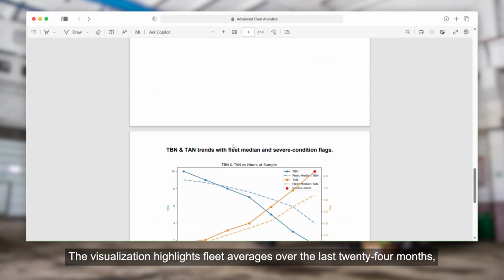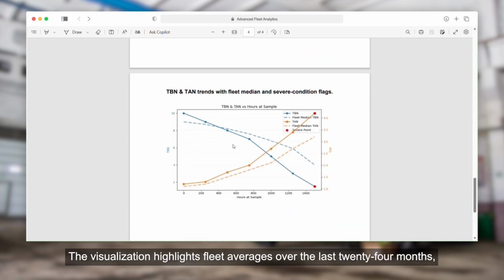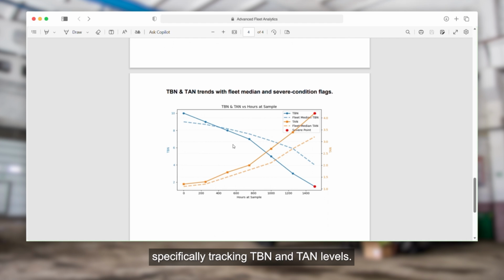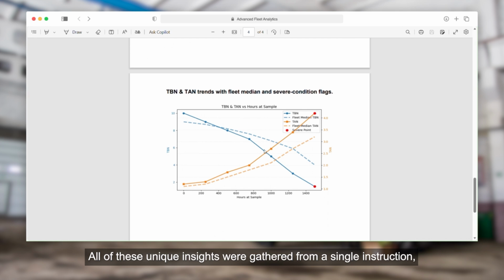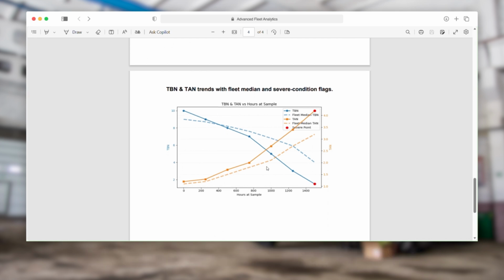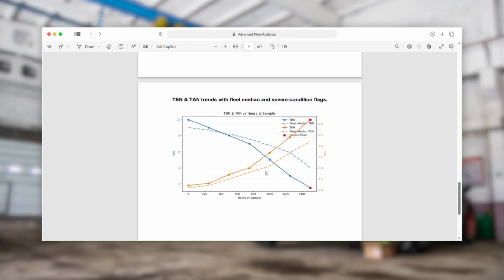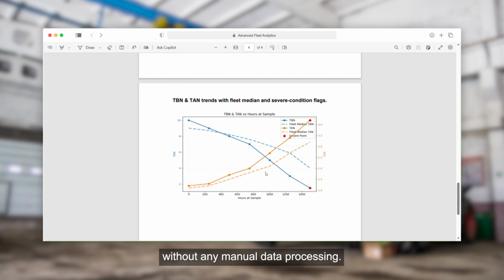The visualization highlights fleet averages over the last 24 months, specifically tracking TBN and TAN levels. While the fleet averages are shown in dashed lines, the agent uses solid lines to highlight the specific device with the critical acidity issue. All of these unique insights were gathered from a single instruction and a few follow-up questions, without any manual data processing.